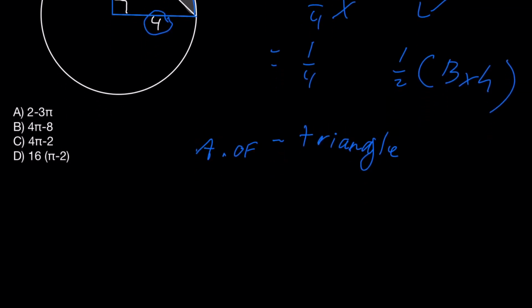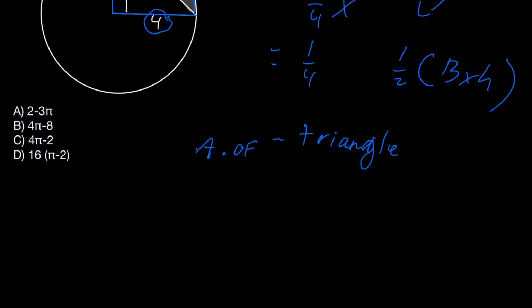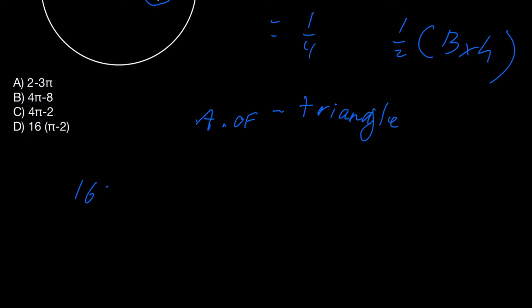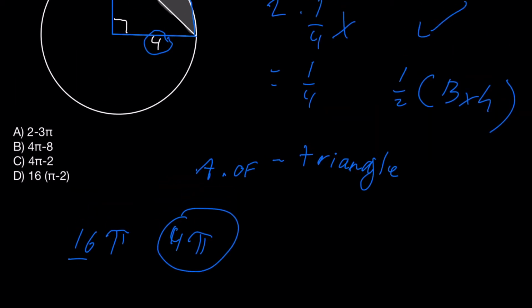Okay, so what's the area of the whole circle? It is 16 pi because it's pi r squared, right? So it's 16 pi. So what's 1/4 of that? That's just 4 pi, right? 4 pi. All right, so then that's the area of the fourth of a circle.